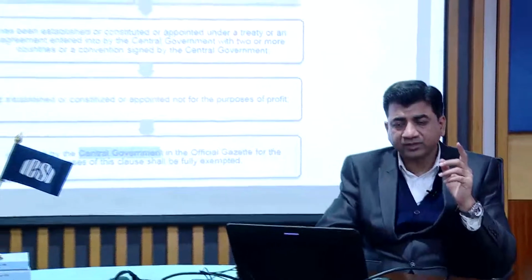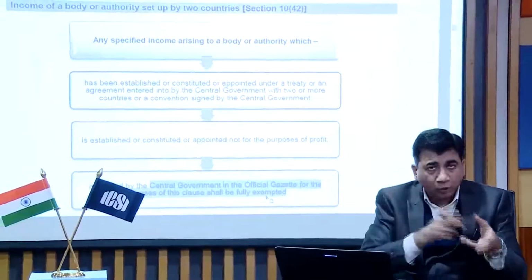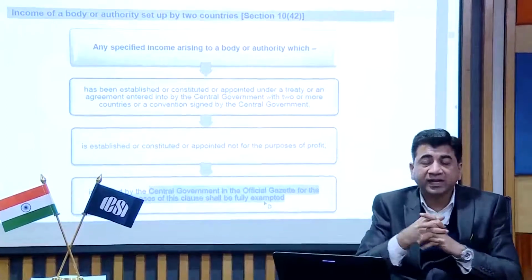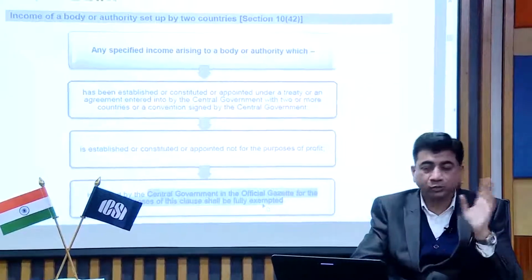10(42) consists of entities which have been made by the government for not profit purposes. 10(42), let's read. Any specified income to a body established by the government for not for profit purposes. So these are NPOs, NGOs made by the government for welfare of the people, might be any entity, and notified by the central government for the purpose of this clause will be fully exempt. So if they are not notified by the government, incomes of that non-profit entity will not be exempt under 10(42).